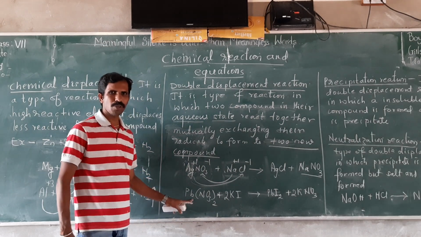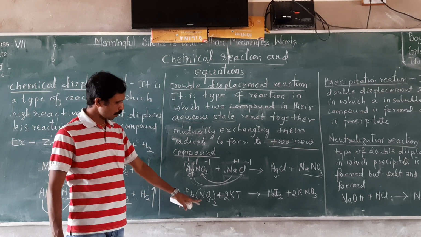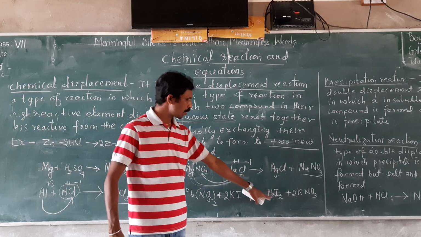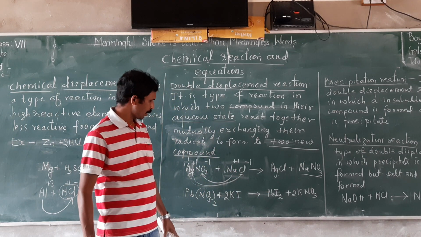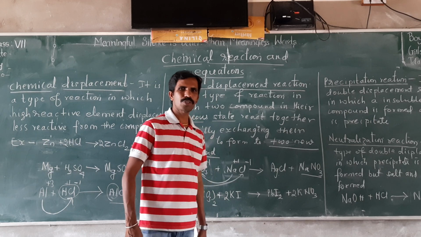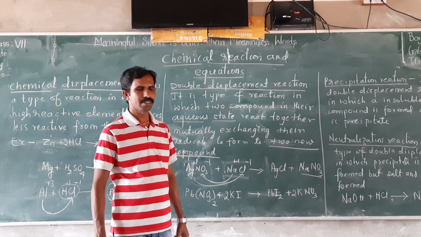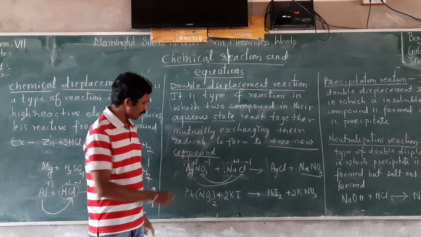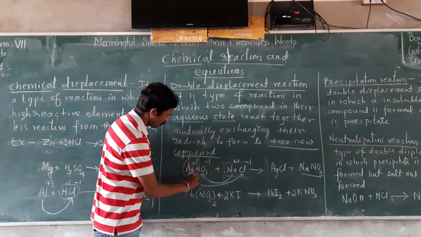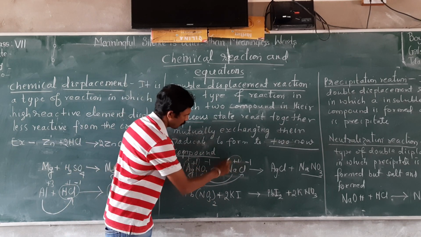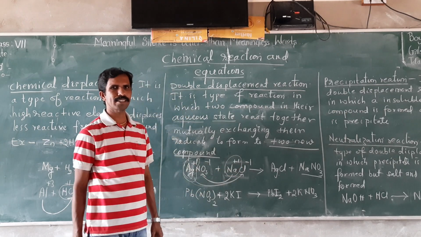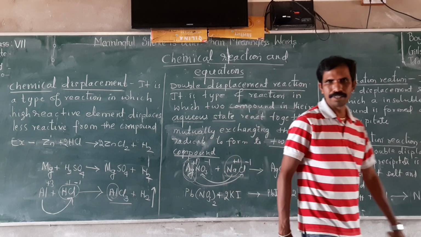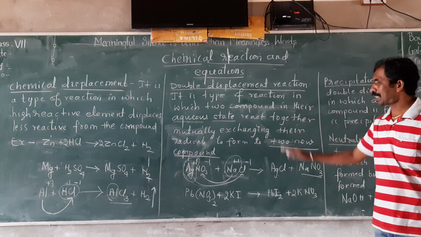One more example is here. Pb(NO3)2 reacts with potassium iodide to form PbI2 and KNO3, that is potassium nitrate. These two compounds are formed because of mutually exchanging their radicals. These are radicals. So this is the double displacement reaction.